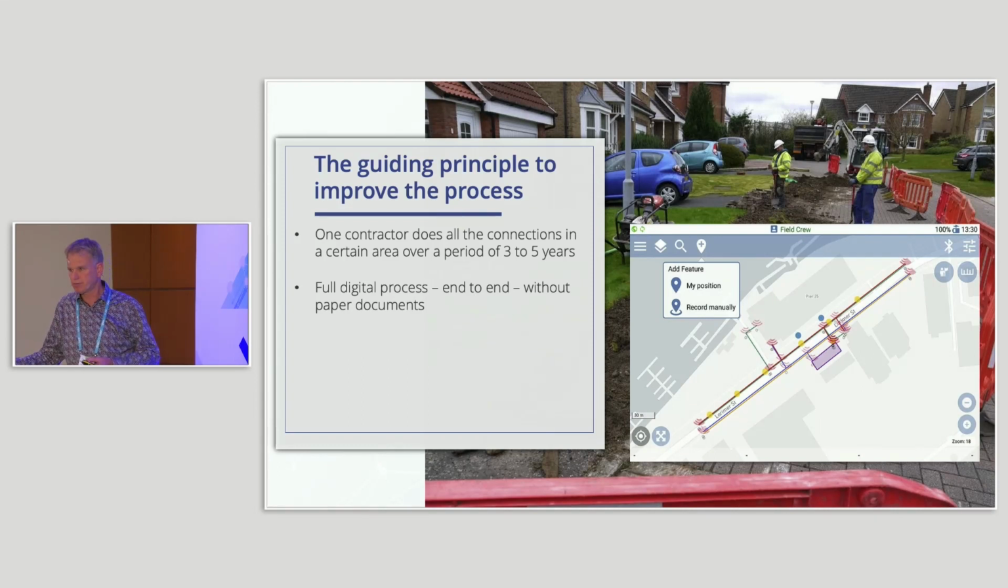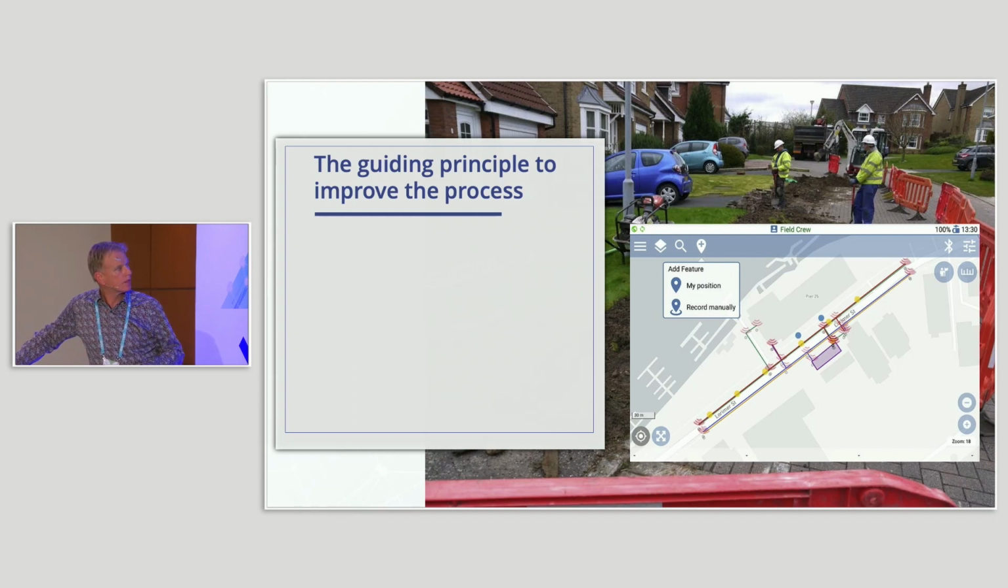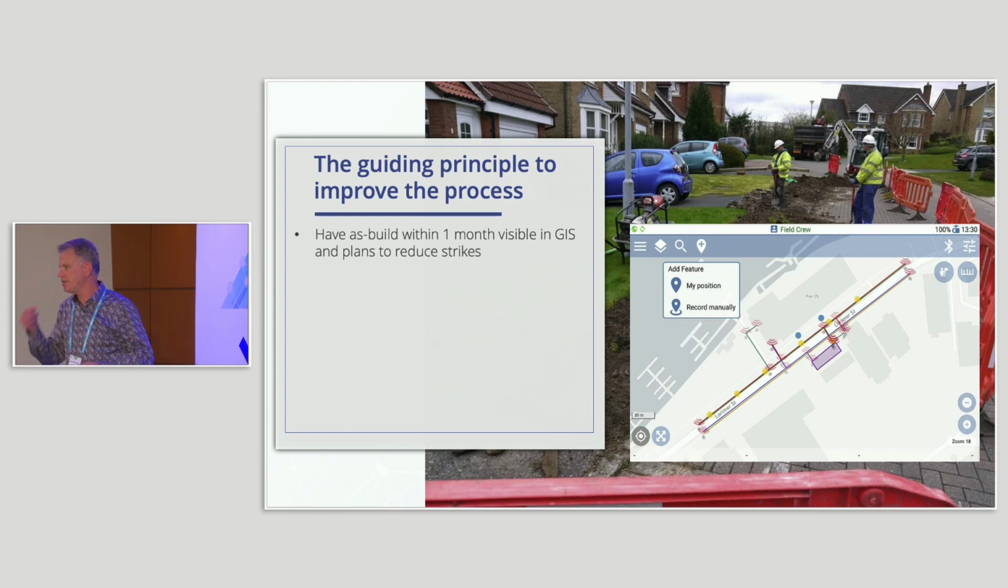And going for a full digital process, so no paperwork whatsoever anymore in this whole process, from design to the contractor, then going to the field and back. And of course, accurate as-built. In this case, you talk about centimeter accuracy capture of data of how it's built in the field. The other thing was that the data should be visible in a GIS platform or any type of system that the asset owners were using in about a month's time. The reason behind that was to reduce strikes, because if you put infrastructure in the ground and it takes a year before it's actually in a plan, in that year, if somebody starts excavating, he doesn't know that there is a new cable there, so they will hit it.